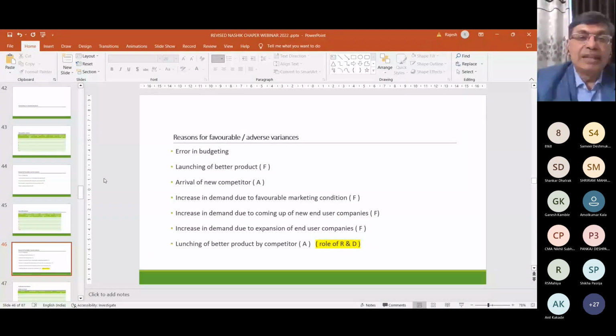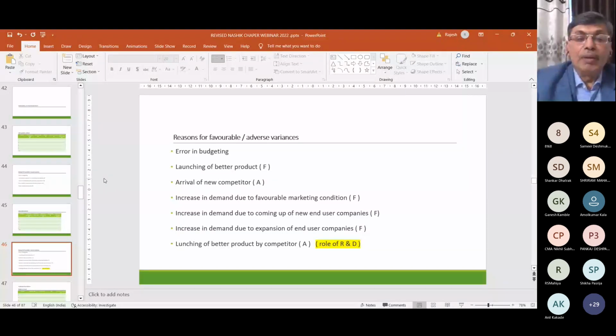Launching of better product, because of that, the better realization has occurred, it is favorable. Arrival of the new competitor, we can't help much, we need to live with it. Increase in demand due to favorable market condition, it is favorable. Increase in demand due to coming of new end user company. Our product has gone to a new end user company, so it has been favorable for the company. Increase in demand due to expansion of the end user companies, it is favorable.